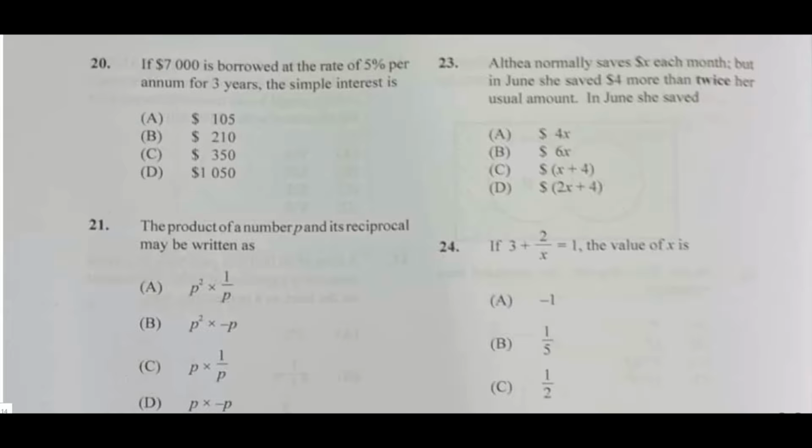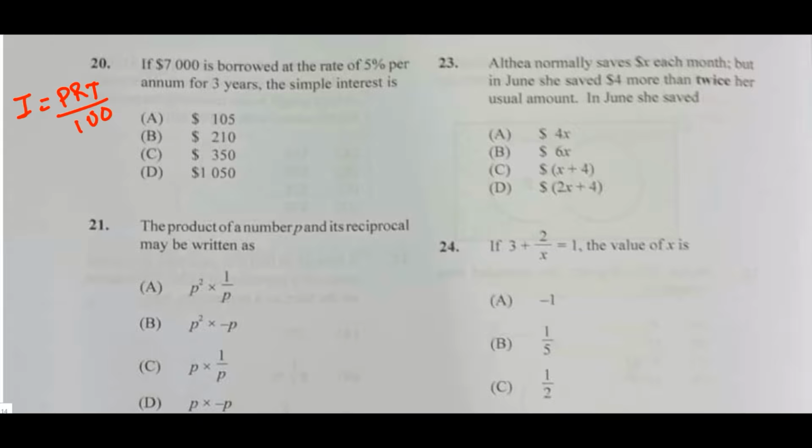Alright, number 20. If $7,000 is borrowed at a rate of 5% per annum for 3 years, the simple interest is, well, first we write down our simple interest formula. So simple interest is equal to PRT over 100. We are aware that there are many variations of the same thing. Do whatever form or formula is comfortable for you.